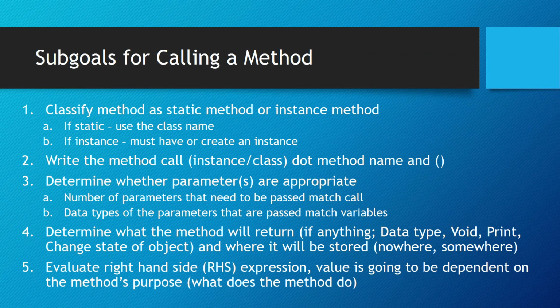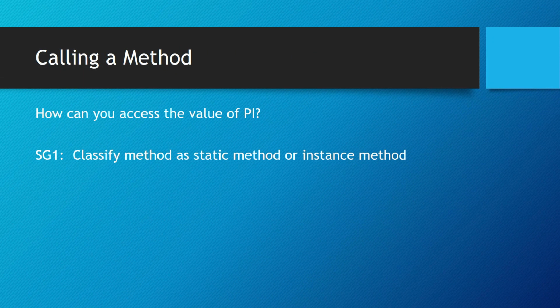And finally, for the fifth subgoal, we need to evaluate the right-hand side expression. The value is going to be dependent on the method's purpose. What does the method do? For the first example, we are going to use a method to access the value of pi.